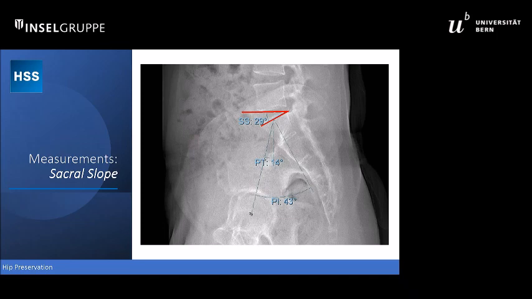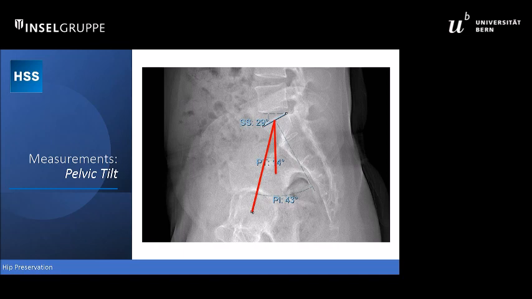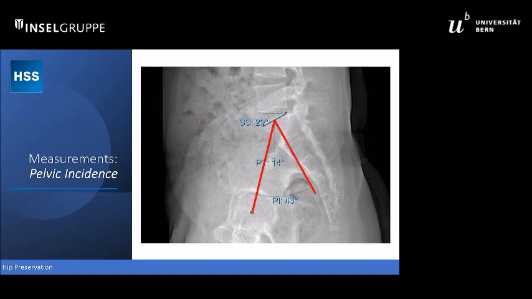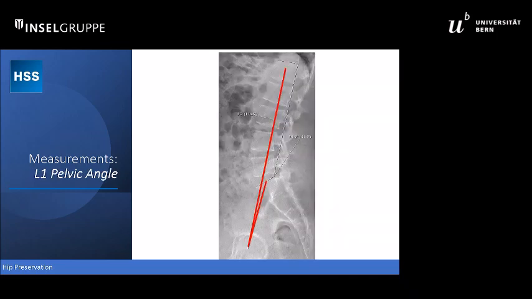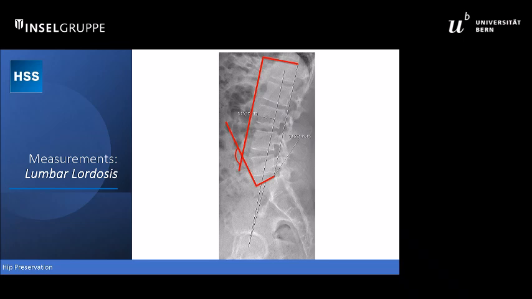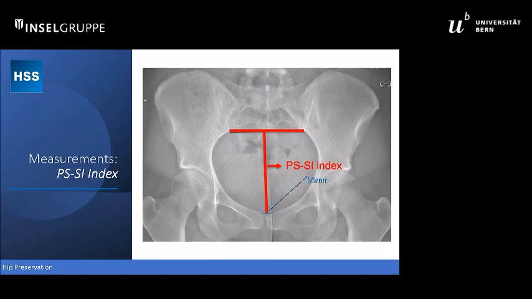and the S1 end plate. The pelvic tilt, which is a vertical line from the center of the S1 end plate to the center of the hip joint. Pelvic incidence, which should remain unchanged throughout life in a normal circumstance, but this is a 90-degree angle to the sacral slope to the center of the femoral head. And L1 pelvic angle, which is just an overall alignment of the lumbar spine, and lumbar lordosis from L1 to S1. And then we measured the PSSI index.